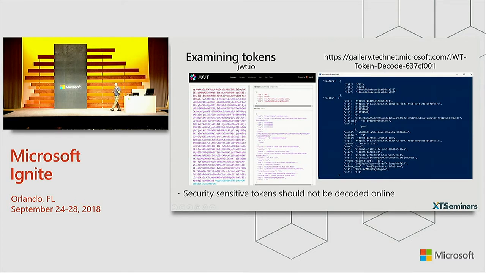If you want to examine a token, one of the ways you can do it, there's a JSON-WebToken.io site, which has quite a nice token viewer. I wouldn't put a security-sensitive token up into a public website. So if you want to check out a security-sensitive token, there's a PowerShell script that will do it for you, and I've put a link up to that PowerShell script.